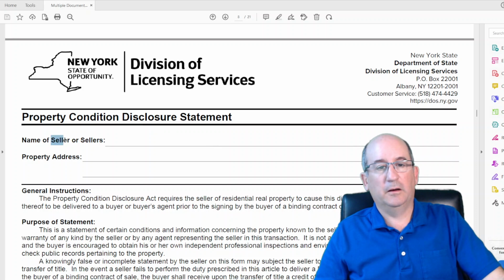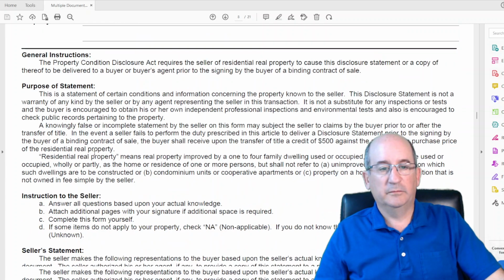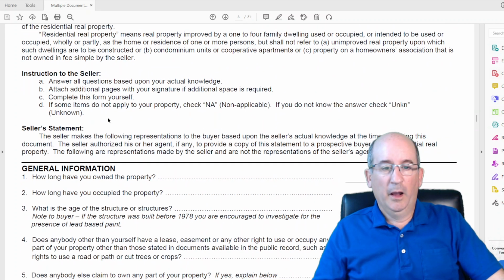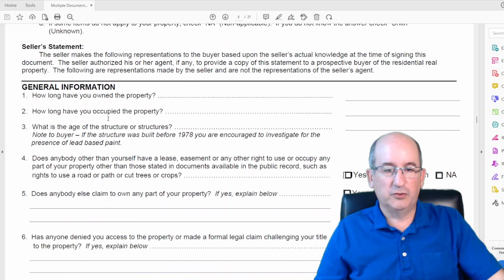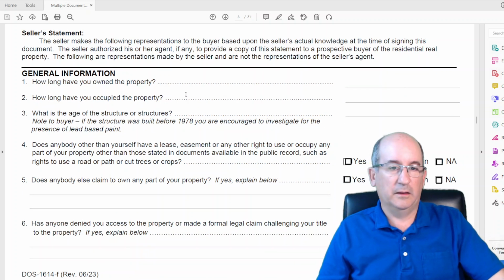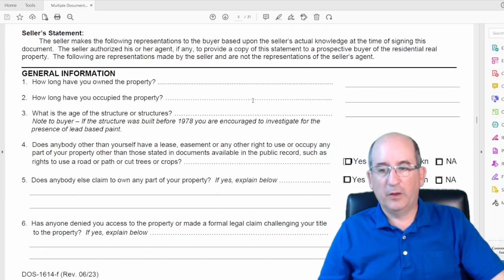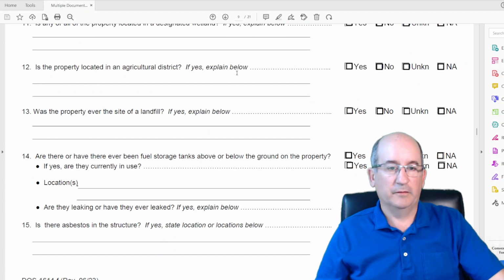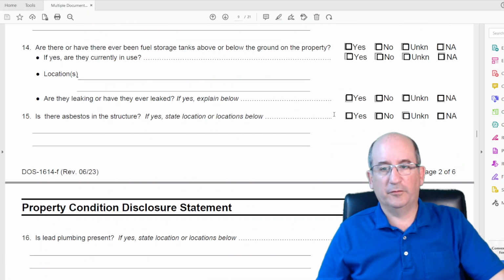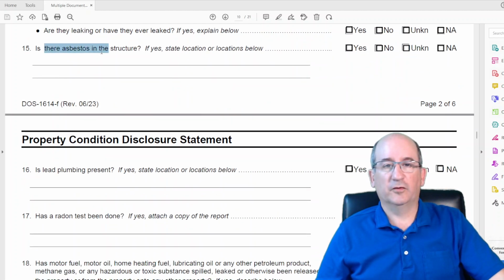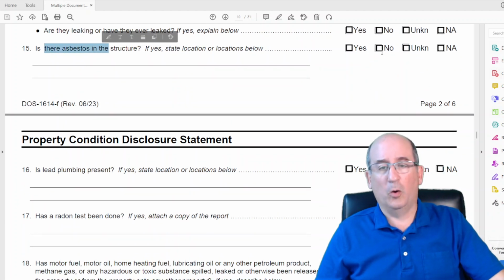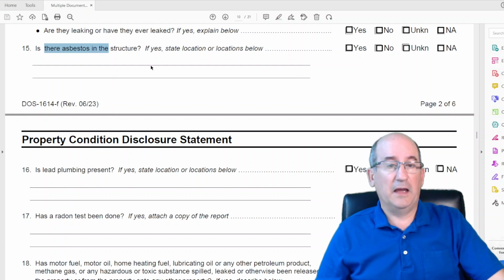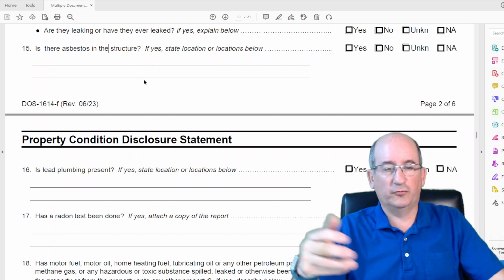Their name's going to be here, the property address, and then they got to go through and check all this stuff off, answer questions about how long have you owned the property, how long have you occupied it, and then yes, no, unknown, or not applicable about all this stuff. Has the property ever been a site of a landfill? I don't know. Well, you probably do, because it probably hasn't. Is there asbestos? I don't know. Well, then hit no. I don't think there is, then I hit no. I have no clue, hit unknown. Okay? Use your best judgment when you're describing this to the seller.